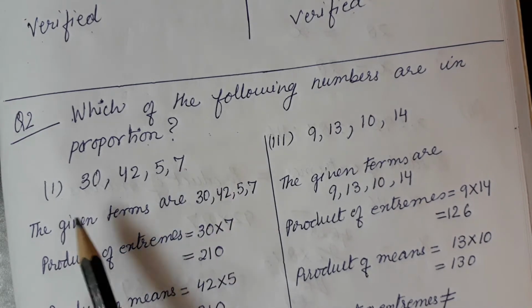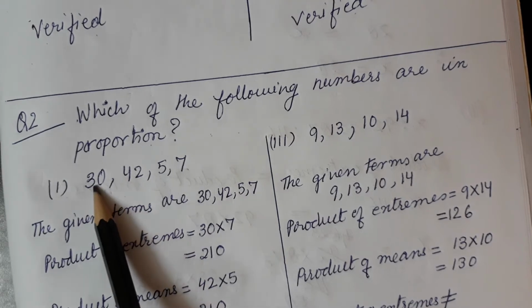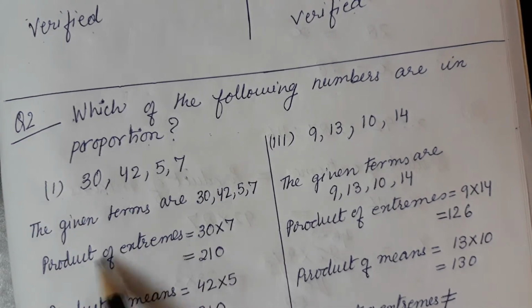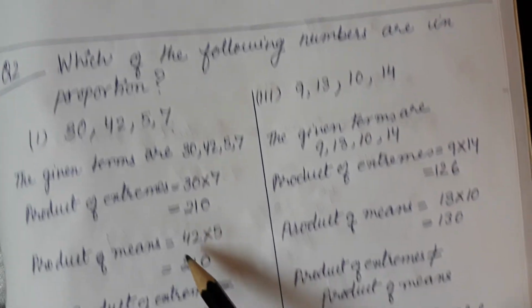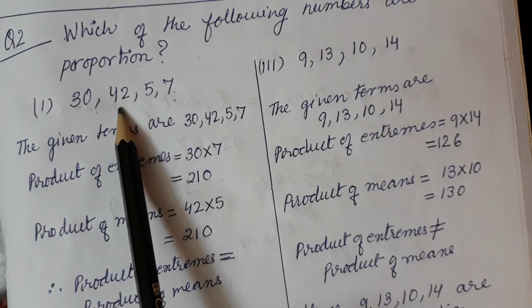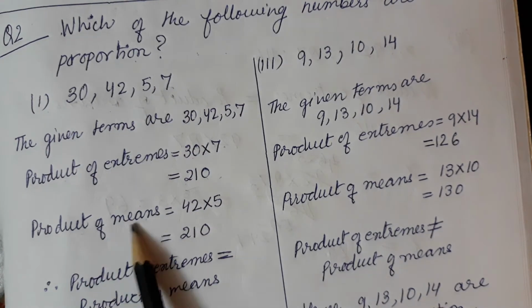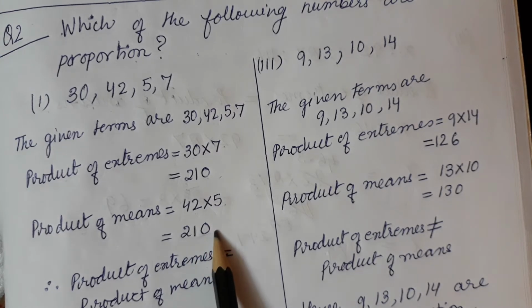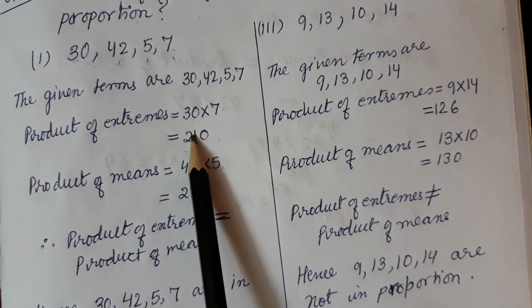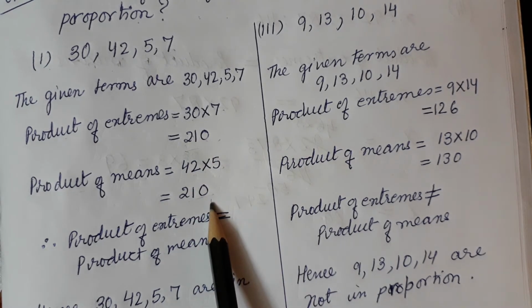So we find the product of extremes. Product of extremes means the first number and the fourth number. So the product of extremes, 30 into 7, gives 210. Then we find the product of means. Product of means means the second and third terms, so 42 into 5, which gives 210. So we see that the product of extremes is 210 and the product of means is also 210.